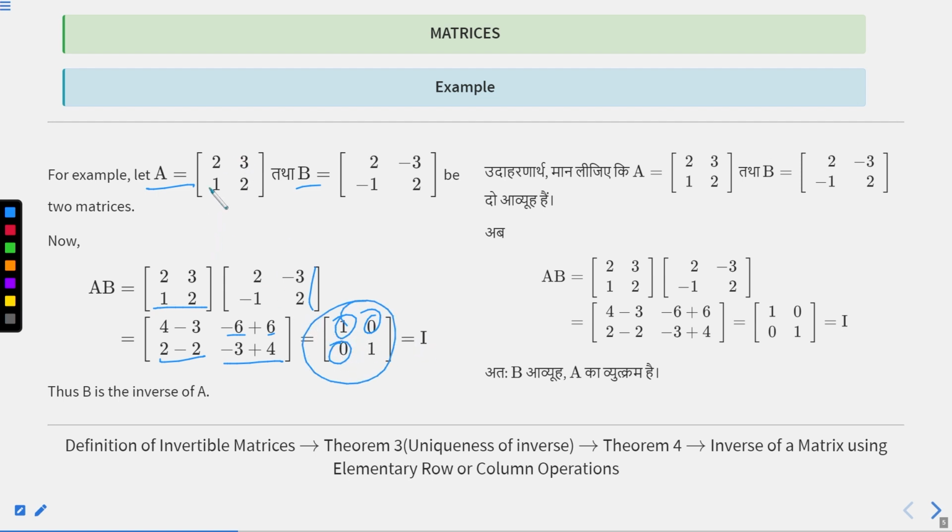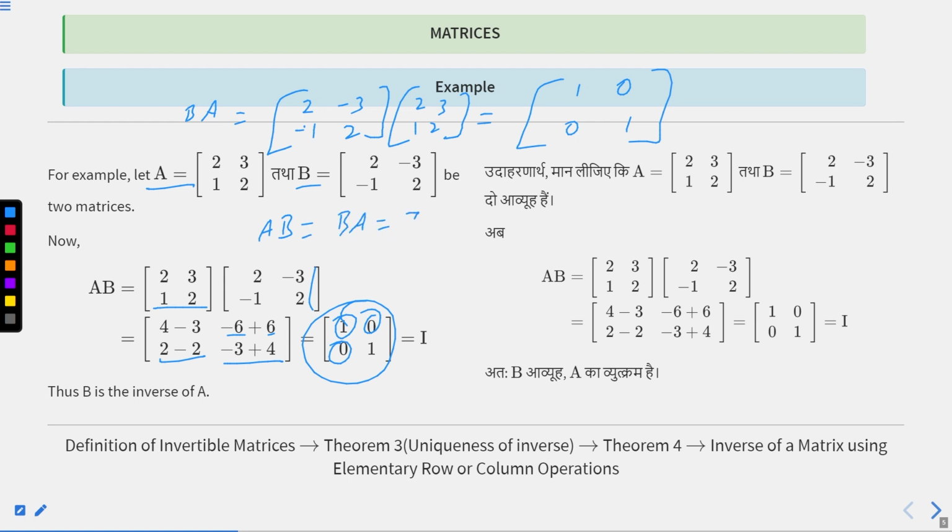Now what about BA? So BA will be, let us see, B is 2 minus 3 minus 1 2 and A is 2 3 1 2. You will have what? 2 multiplied by 2 is 4, 4 minus 3 will be 1. And 6 minus 6 will be 0. Minus 2 plus 2 will be 0. Minus 3 plus 4 will be 1. So now you can say AB and BA are equal to I.